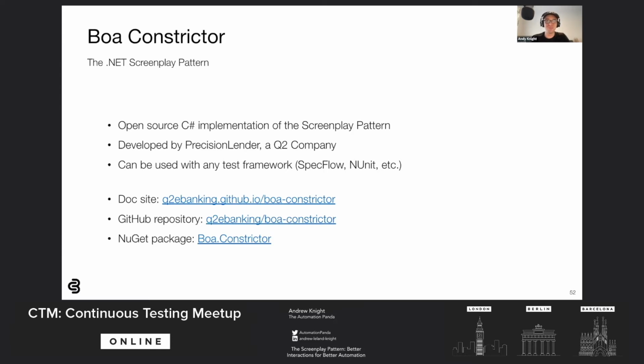We blast through, I think the rate is about 1,000 tests in 10 minutes, bringing up the browser, doing all the stuff, closing it. It's pretty phenomenal. 99+% reliability. It's very, very reliable. Boa Constrictor can be used with any .NET test framework like SpecFlow or NUnit. PrecisionLender team uses SpecFlow.